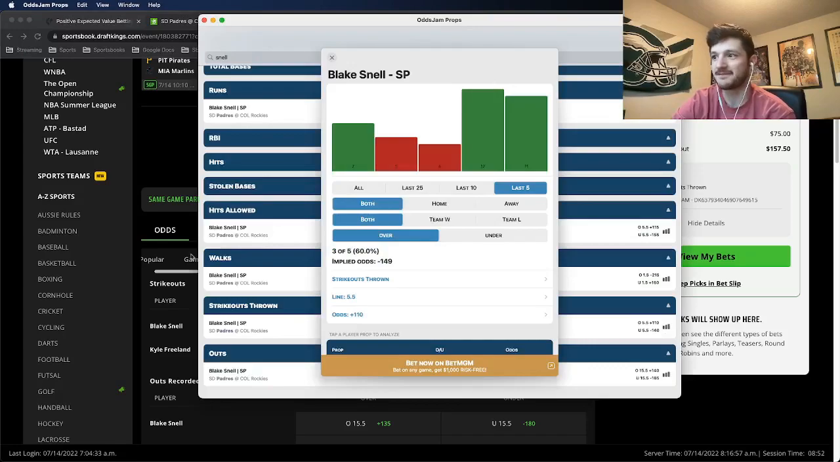Keep in mind that the Blake Snell one, I didn't find it. I've got to stop saying that. I didn't find it. It helped me confirm that it was indeed a profitable bet using the OddsJam Props app.